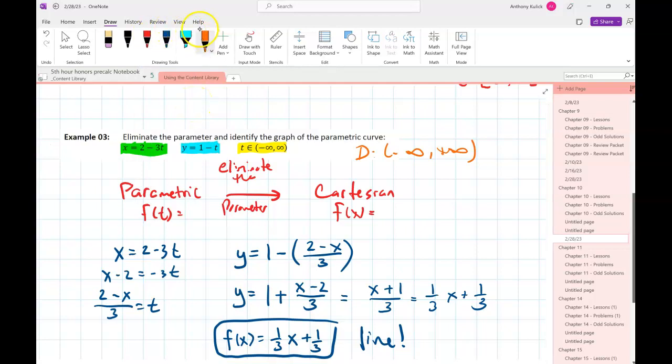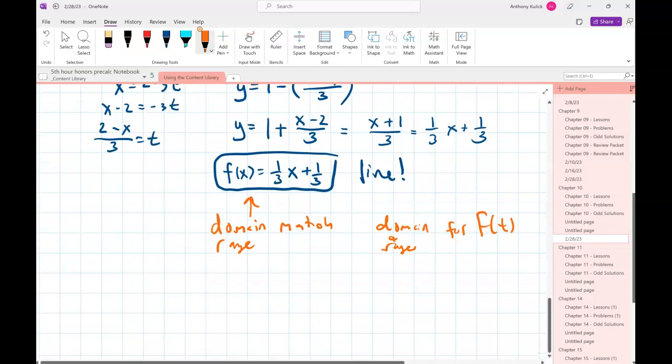Again, my inputs can be all real numbers. What are the values for y that I can have? Also all real numbers, yeah. So do I need to make any adjustments to my function? Because when I write f of x equals 1/3 x plus 1/3, what's the domain for that? All real numbers. And what's the range? Same thing. So it matches. So I don't have to do any adjustment here. Everything is fine. Does everybody kind of see that?